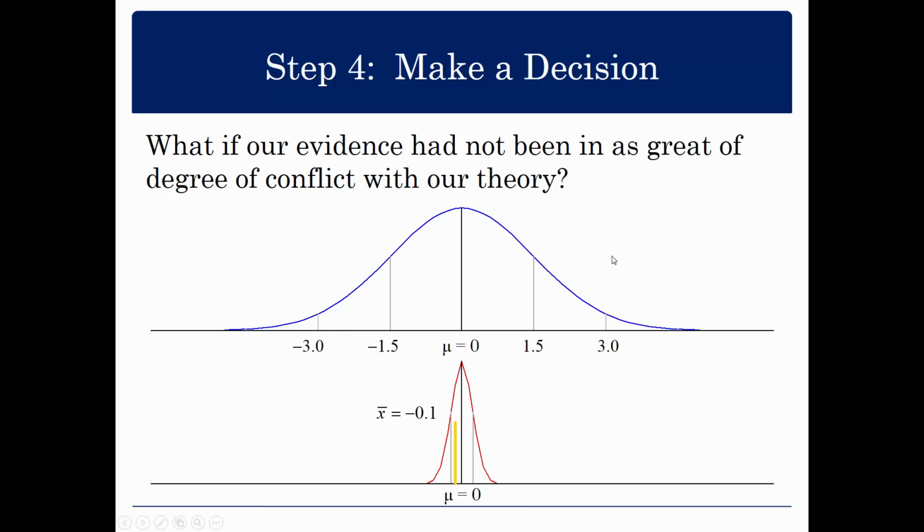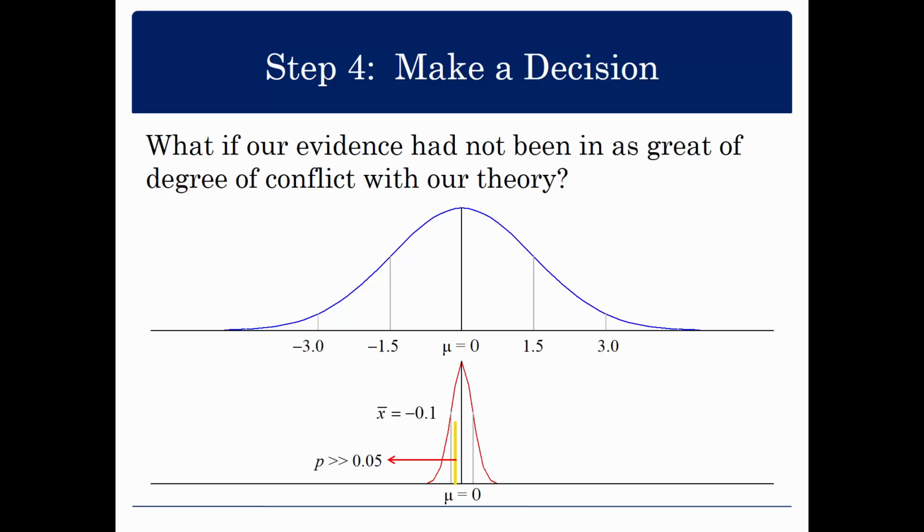Maybe we end up with a sample mean that's not quite as different from what we would expect. For instance, here maybe we got a sample mean that's actually negative 0.1, which we know is only one standard deviation below what we expect. Remember how the bottom of that t statistic was 0.1? So here the p-value is not less than 0.05.